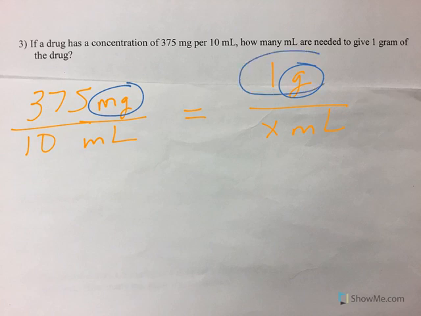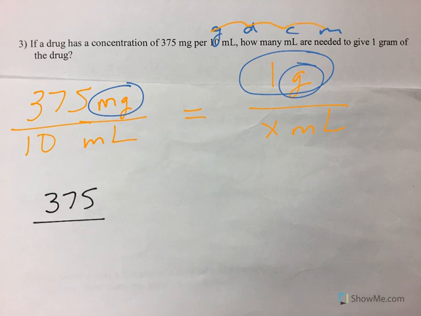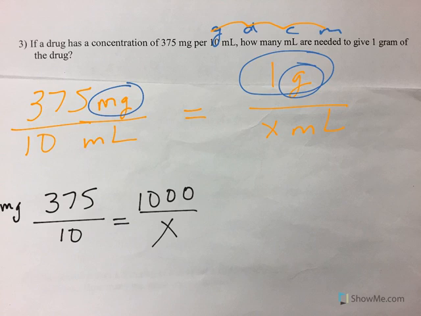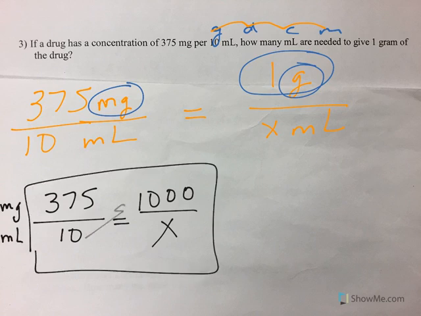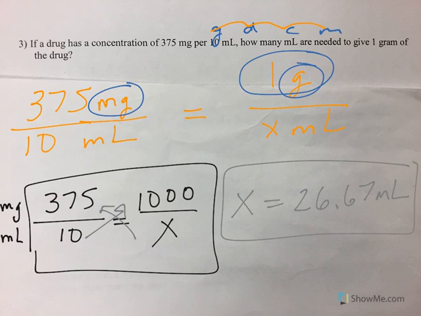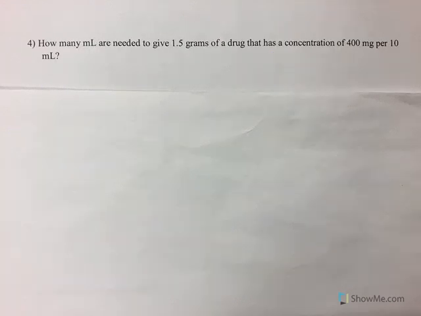I'm opting to say, you know what? I'm going to change grams to milligrams. So I know that grams are here, then deci, then centa, then milli. So I need to go right 3 places. So this is really 375 over 10 equals 1,000 over x, thinking about milligrams over milliliters. So now I can solve this proportion, cross multiply and divide, and I end up with 26.67 milliliters. Just make sure you have your label correct.